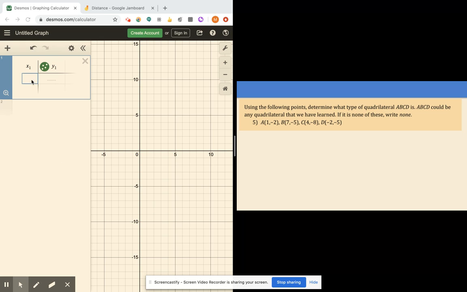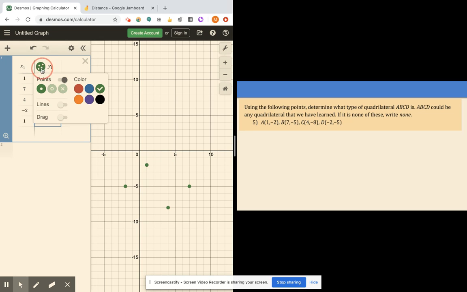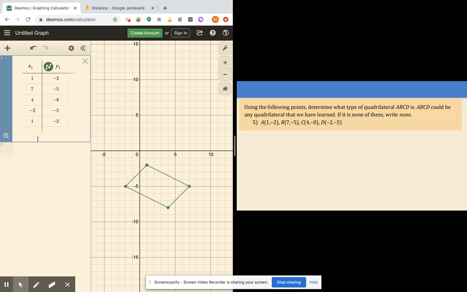To start with, we need to plug in the points. It's (1, -2) is the first point. Then we have (7, -5), (4, -8), and (-2, -5). Now I want to make sure everything is connected together, so I actually have to plot the point (1, -2) again on the diagram so that I can show you everything is connected. And there we go. So here's our quadrilateral.